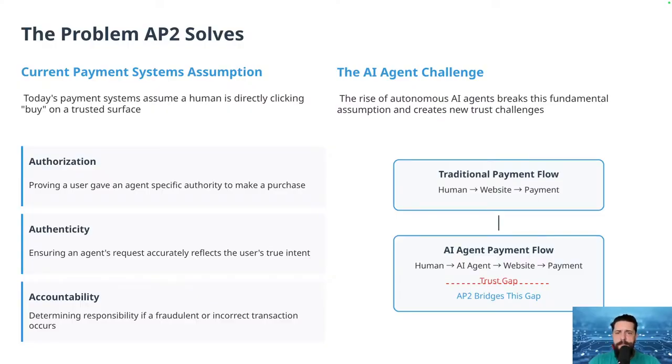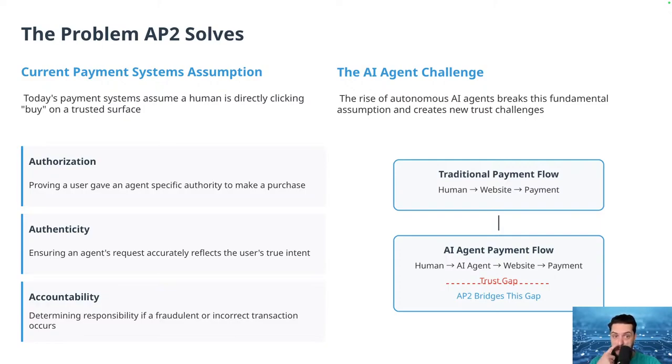But with the rise of autonomous AI agents, that assumption is no longer valid. How can a merchant be sure that an AI agent has the authority to make a purchase on your behalf? How can you be sure that the agent is buying exactly what you asked for at the right price? And if something goes wrong, if a fraudulent or incorrect transaction occurs, who is accountable? These are the critical questions that AP2 is designed to answer.